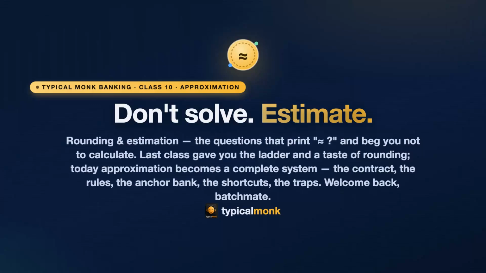Understand the heart of this chapter. That ugliness is not a threat. It is an invitation. The examiner is telling you, round freely, I have placed the options far apart. Today we learn to read that invitation, accept it, and cash it. The contract, the 4 rules, the anchor bank, 3 work shapes, the shortcuts, and the traps. Take a slow breath, batchmate, let us begin.